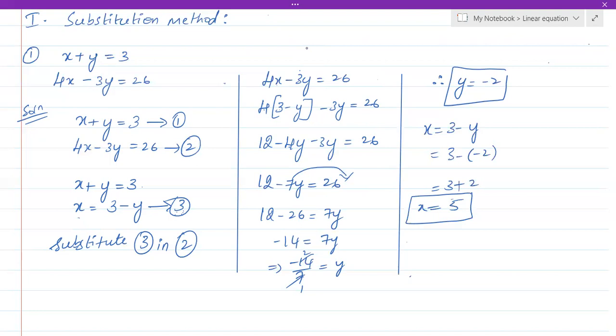Solve for x in the sense, keep x in the LHS, rest of the things to the RHS. That will be your equation 3. Now take this equation 3, put it in 2, substitute it. You will get the value of y. Once you get the value of y, easily you will get the value of x. Okay. Let's take one more problem and understand this better.